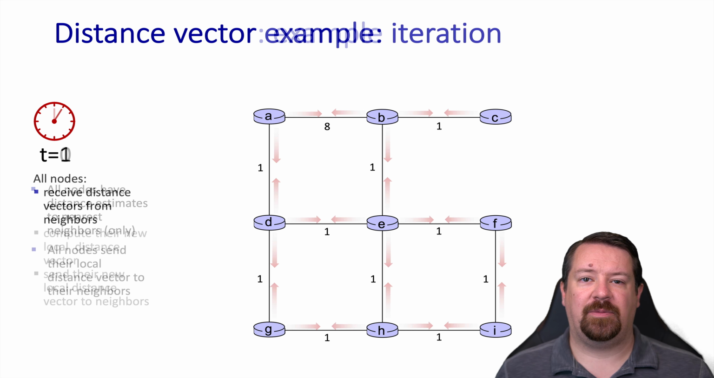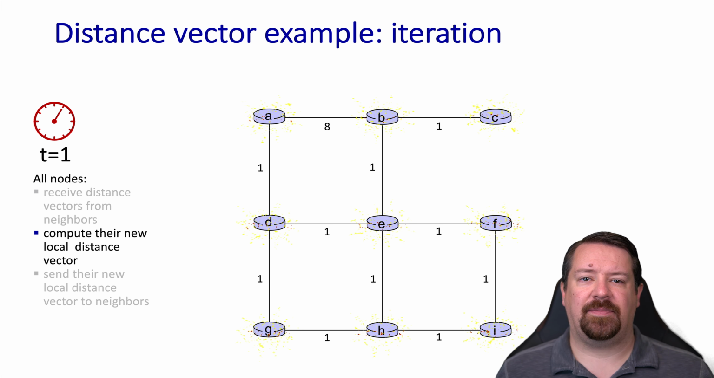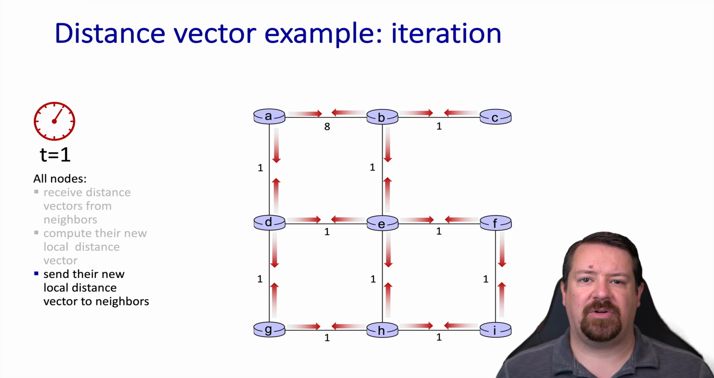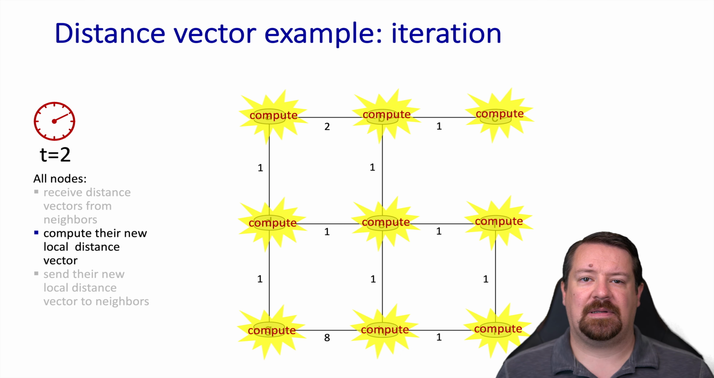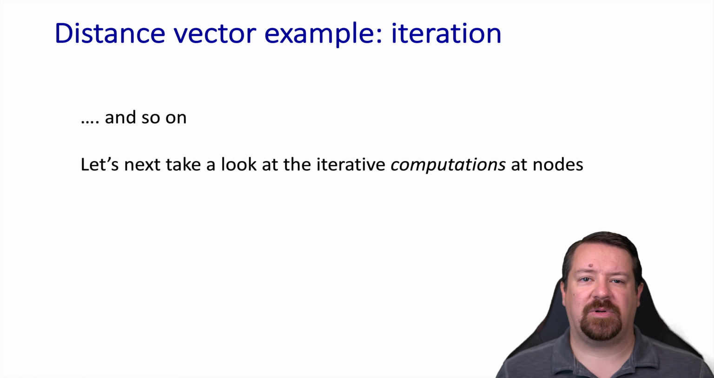We then begin the T1 iteration by each of the nodes receiving those distance vectors from their neighbors. All the nodes then compute their new distance vector, and they all send out their updated distance vector to their neighbors. We then begin the T2 iteration by receiving distance vectors from the neighbors, recomputing, and sending out the updated distance vector. And this process will continue until there are no more updates to be made.